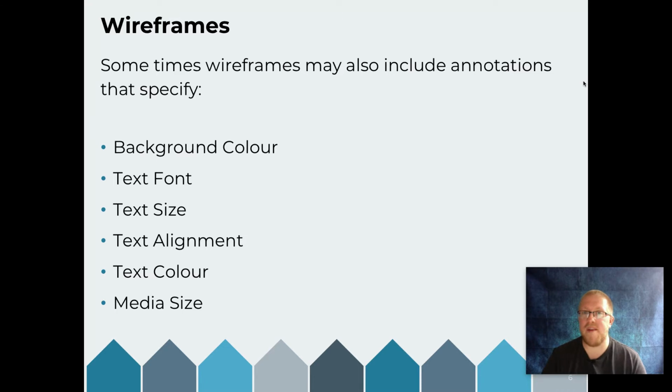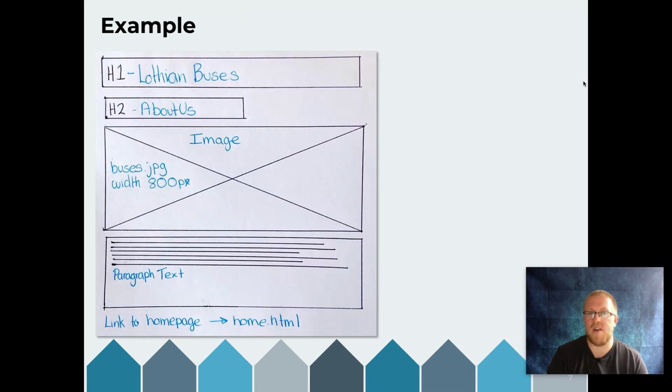So a wireframe will likely include these different things. It will tell the developer the background color, the text font, the text size, the text alignment, the text color, the media size, what headings they're using, what image is going to be there, the position of information. So if I have an example here for loading buses, this is one that I drew up on paper.